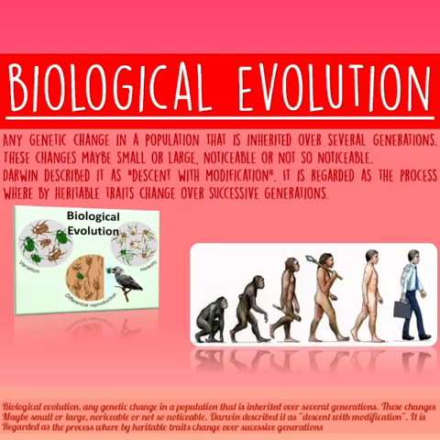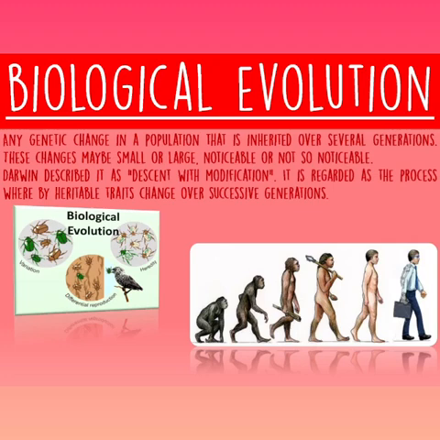Biological evolution, any genetic change in a population that is inherited over several generations. These changes may be small or large, noticeable or not so noticeable. Darwin described it as descent with modification. It is regarded as the process whereby heritable traits change over successive generations.